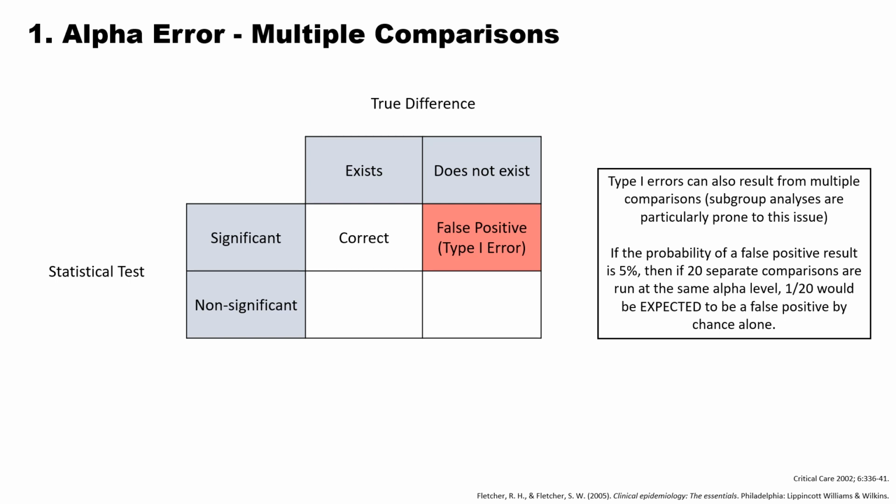Note that type 1 errors can also result from multiple comparisons, and subgroup analyses are particularly prone to this issue. So if you consider that we are by convention setting our false positive probability at 5% or less, then if 20 separate comparisons are run at the same alpha level, this 5%, we would expect 1 out of 20 of them to be a false positive by chance alone. And so consider this in terms of your design and how many actual comparisons you're going to conduct, because if you run 40 statistical tests, you want to consider that a couple of these might find a statistically significant difference on the basis of probability alone.